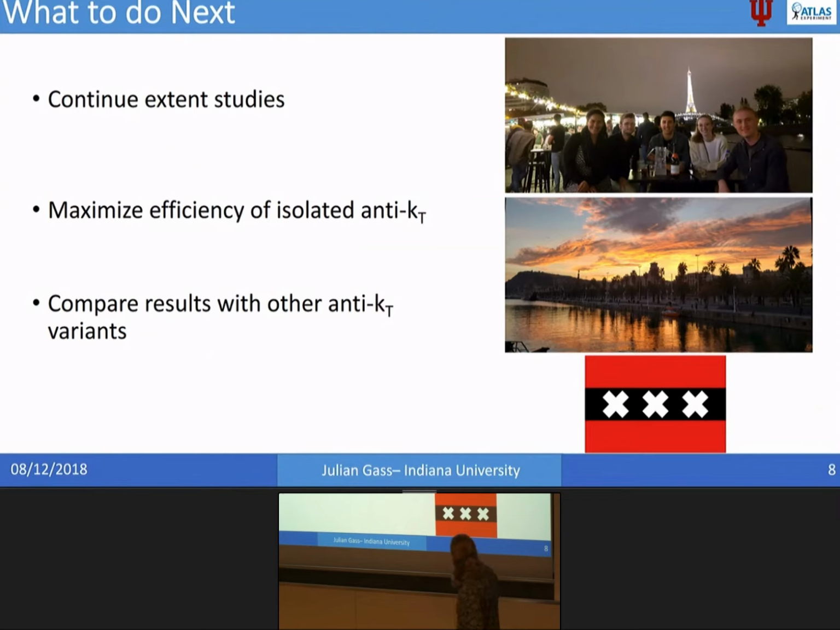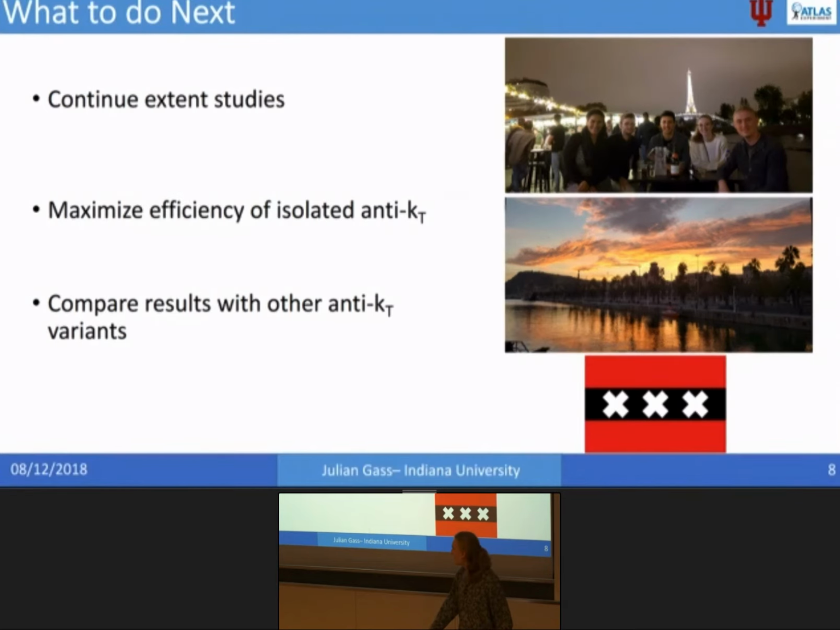And these pictures detail some of my travels. At the top is most of the group in a cruise in Paris. And in the middle is my sunset Barcelona picture from the ocean. And then at the bottom is the Amsterdam flag, because half of the group is going to Amsterdam tomorrow.